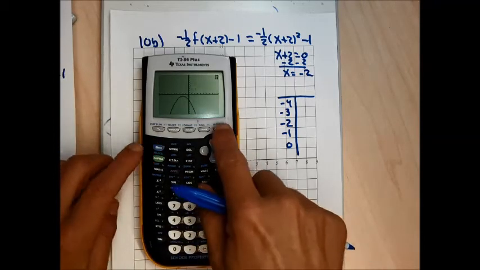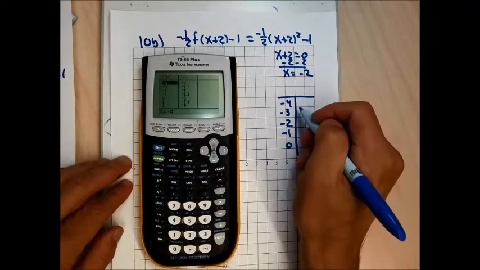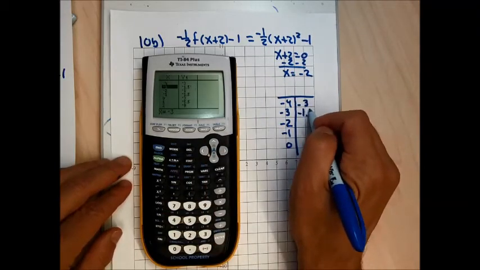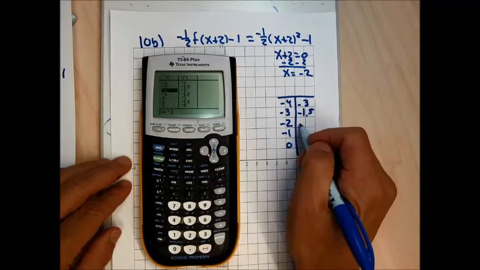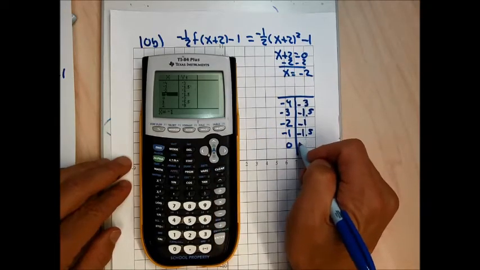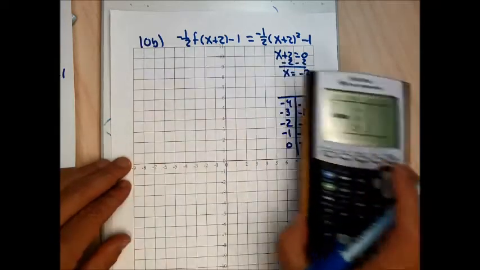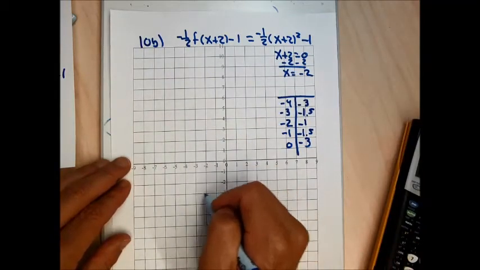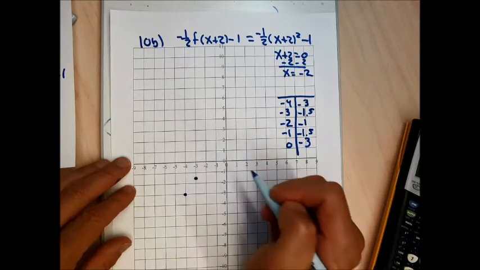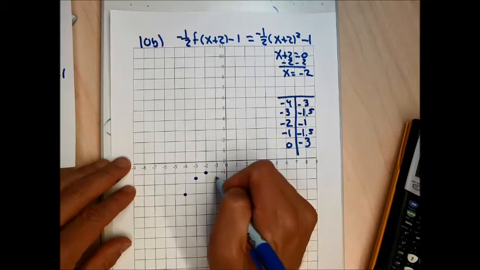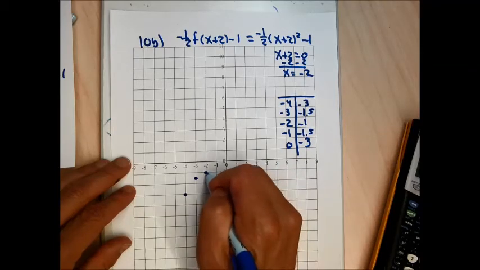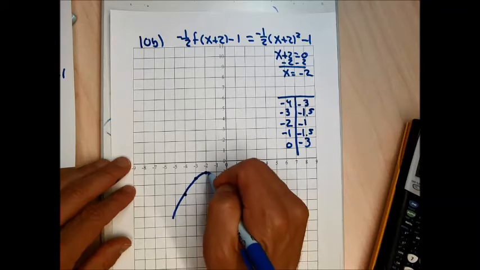And then in the second column of the table, next to negative 4, I see negative 3. Next to negative 3, negative 1.5. Negative 2, negative 1. Negative 1, negative 1.5. And then 0, negative 3. So graph these points. Negative 4, negative 3. Negative 3, negative 1.5. Negative 2, negative 1. 0, negative 3. So I get a wide-ish parabola.